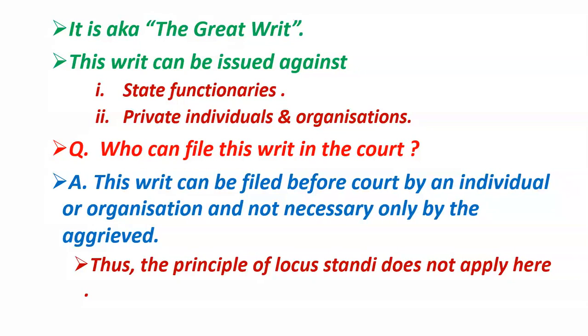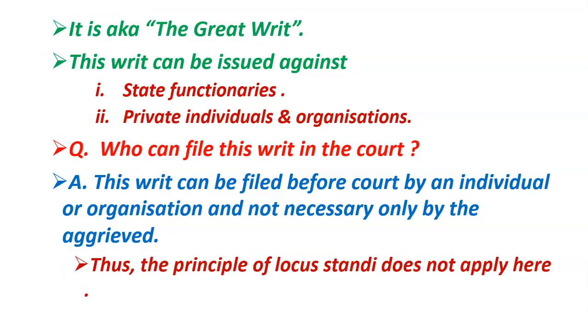Now friends, the next question arises: who can file this writ in the court? Who has the power, who has the authority to file this writ in the court? So let's discuss the answer. This writ can be filed before the court by an individual or organization, and not necessarily only by the aggrieved. So what does it mean? It means that any person or any other organization can file this writ in the court on behalf of any other person. It is not necessary that the aggrieved person should file this writ in the court.